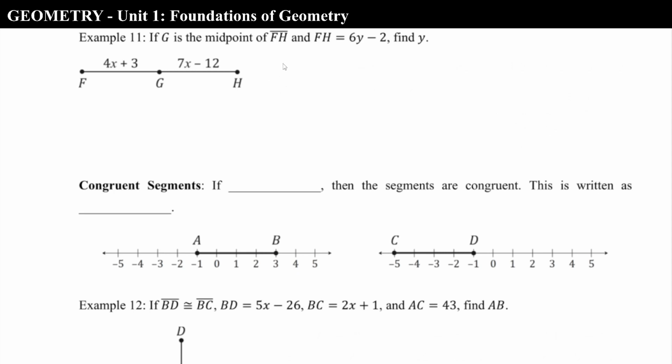And here is how. We first of all know that FG has to equal GH, because G is the midpoint, which means this segment and this segment are the same length. So we can set them equal to each other. 4x plus 3 equals 7x minus 12. Now we are going to subtract 4x from each side, so 7x minus 4x gives us 3x. We'll add 12 to each side, so that gives us 15 on the other side. So x equals 5. Now, let's see what FG is.